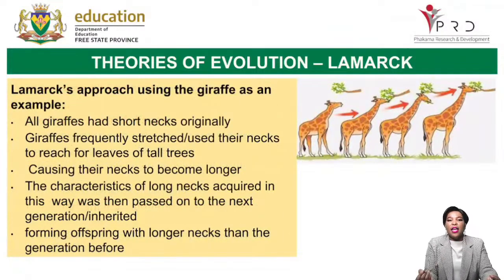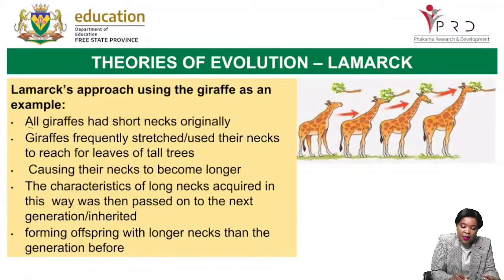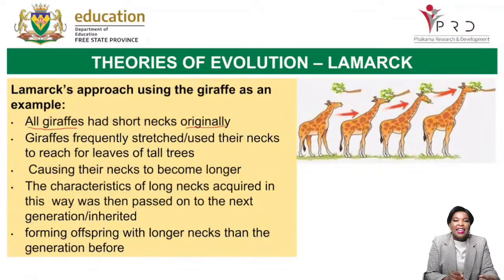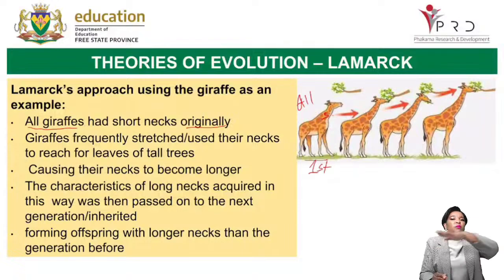Right. So if we take Lamarck's approach and apply it to the giraffe situation, he would explain the theory of the evolution of the giraffes in this way. He would say that all giraffes had short necks originally. This is something that is so different from Darwin also. Pay attention to this: the starting point of Lamarck and the starting point of Darwin. Lamarck starts by saying, you see this first giraffe here, you see the first one. He says all had short necks. You see it has a short neck. So according to him, all species were the same.